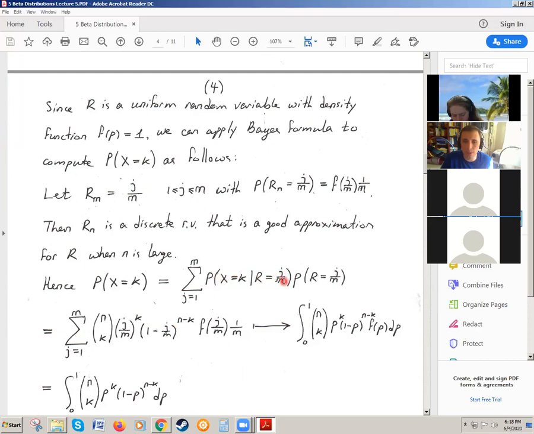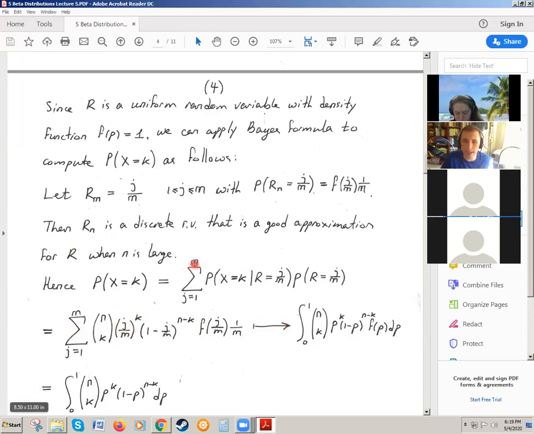This means that the probability of success is j over m, and the probability of failure is 1 minus j over m. And so the first part here is simply a binomial part times this, which is the density function, times the width. Now, if you look at it, you recognize the Riemann integral. This is just a Riemann integral.